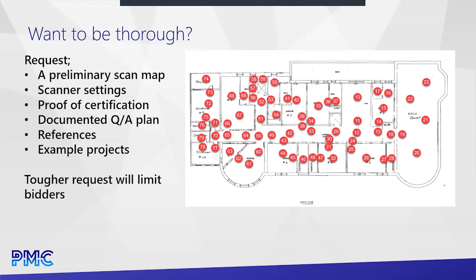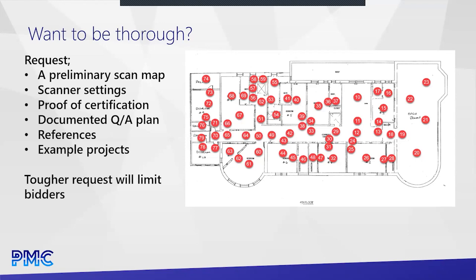So not just what hardware are they going to use, but what settings on the hardware are they going to use. You could ask for proof of certification that they're maintaining their equipment and that it's up to specs, a fully documented QA plan, references, and example projects that are similar. For the example projects and point clouds, this is a little tricky because the data is huge and it's hard to move around. But certainly they should be able to share a smaller example or a section of an example project with you.